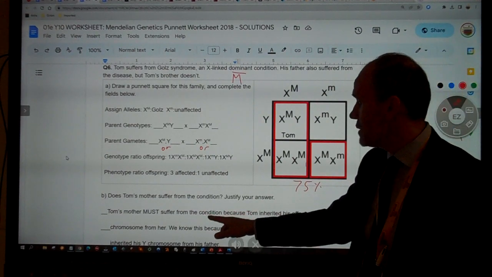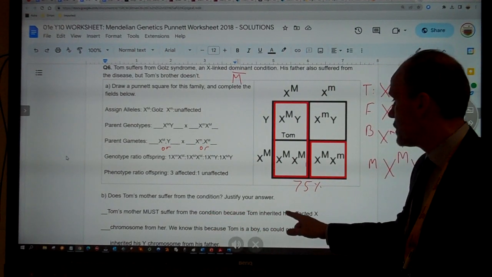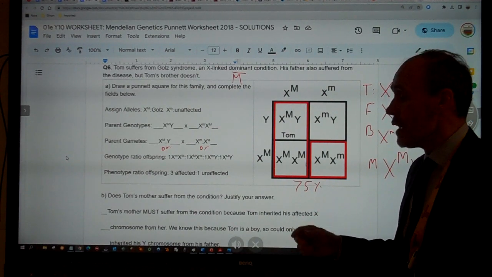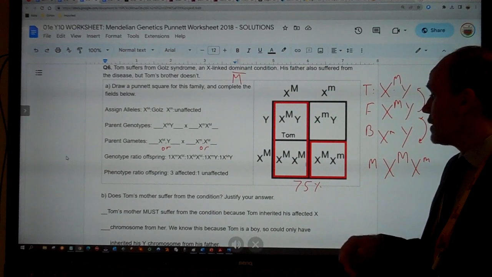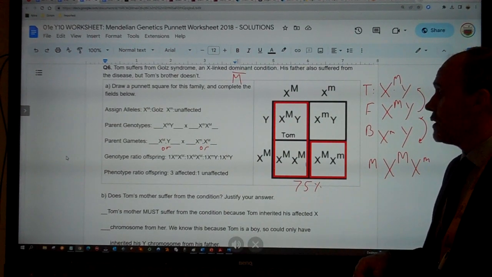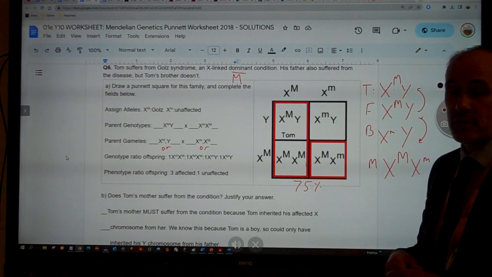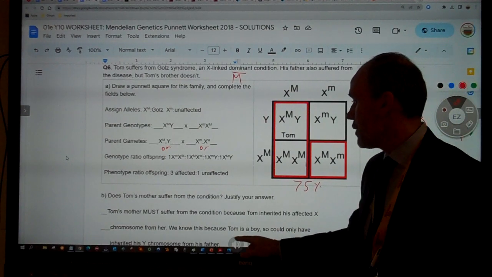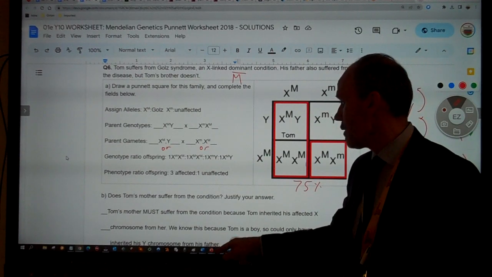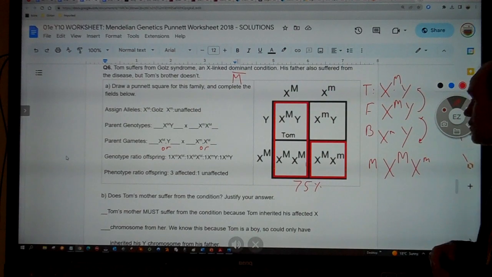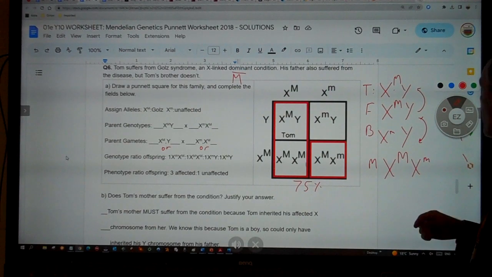Tom's mother must suffer from the condition because Tom inherited his affected X chromosome from her, and his brother inherited the not affected X chromosome from her. So Tom as a boy could only have inherited the Y chromosome from his father, and he must have inherited the affected X chromosome from her.